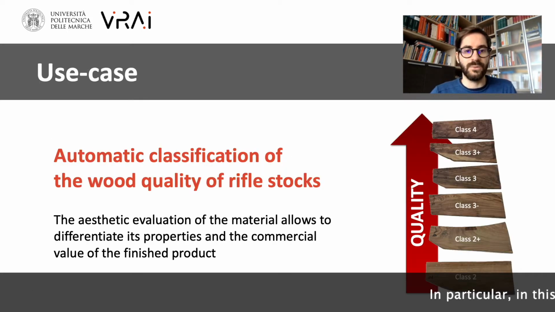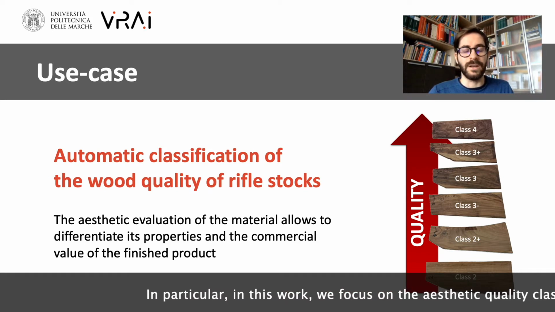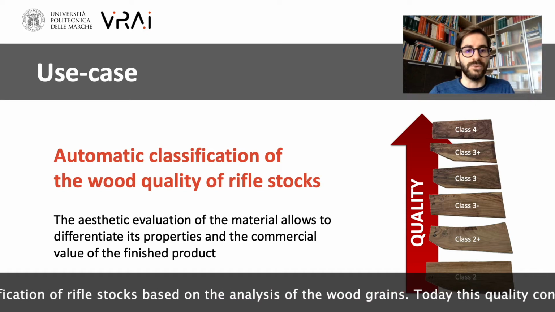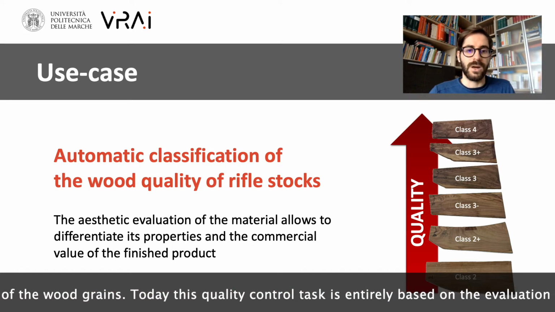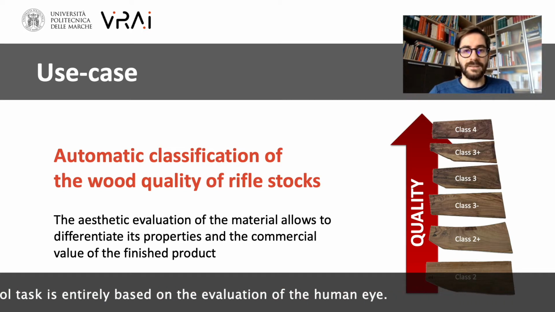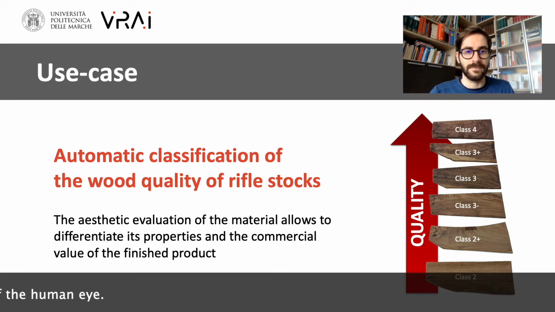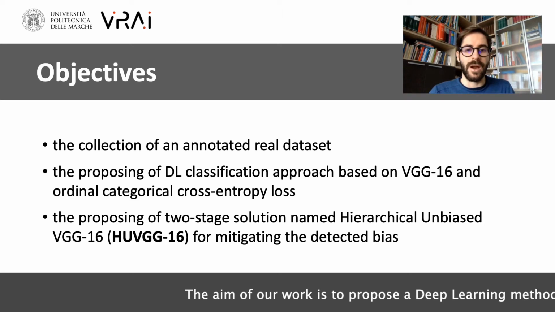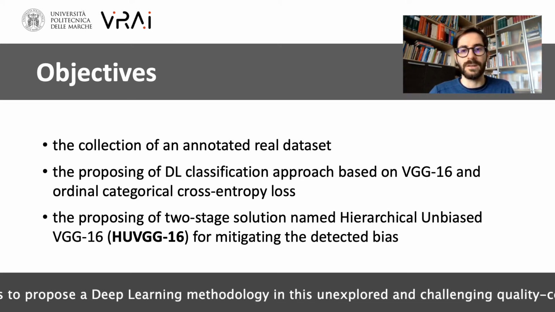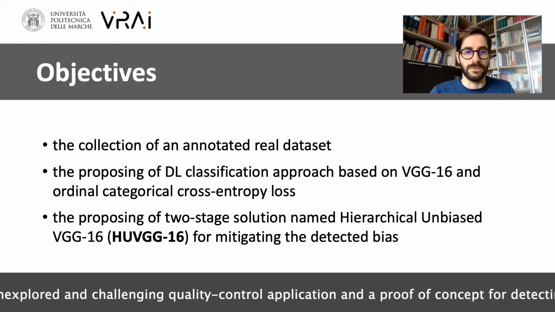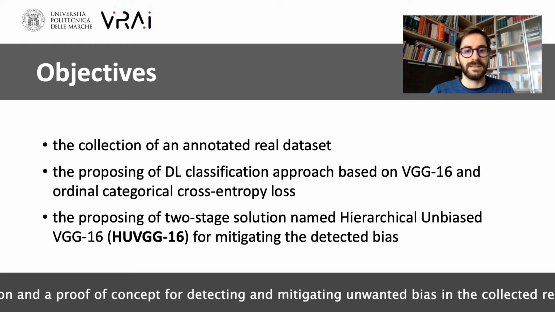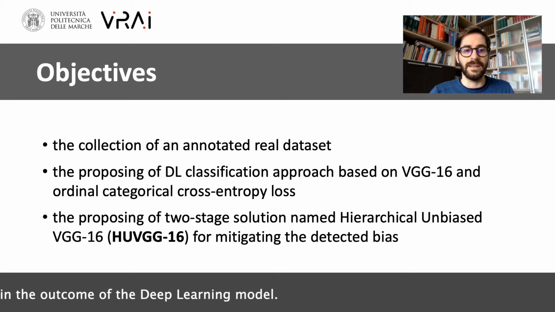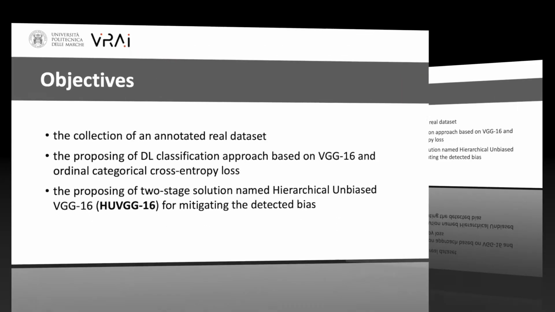In particular, in this work, we focus on the static quality classification of free-fall stocks, based on the analysis of the wood grains. Today, this quality control task is entirely based on the evaluation of the human eye. The aim of our work is to propose a deep learning methodology in this unexplored and challenging quality control application, and a proof of concept for detecting and mitigating unwanted bias in the collected real dataset and in the outcome of the deep learning model.